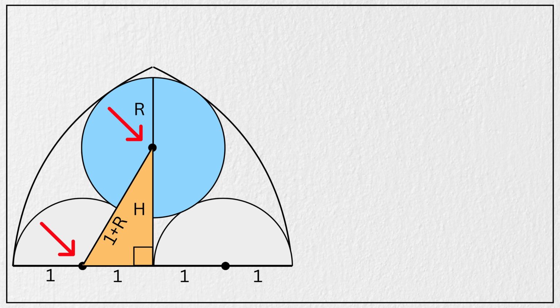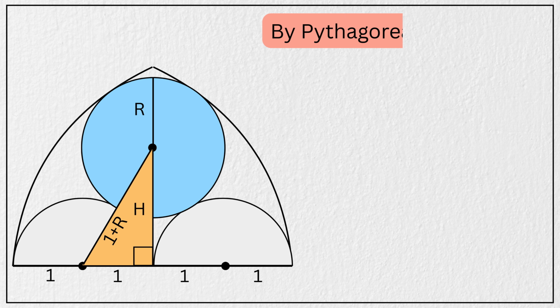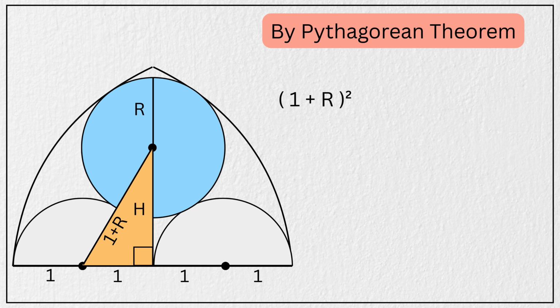Now look at this right triangle formed between the radius of the semicircle, the perpendicular line, and the distance between the two centers. Here the hypotenuse is 1 plus r units, the base is 1 unit, and the height is h units. So using everyone's favorite Pythagorean theorem, we have (1 plus r) squared equals 1 squared plus h squared. Let us mark this as equation 1 and keep it here for later use.